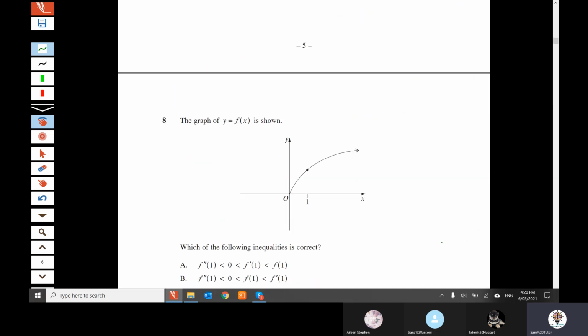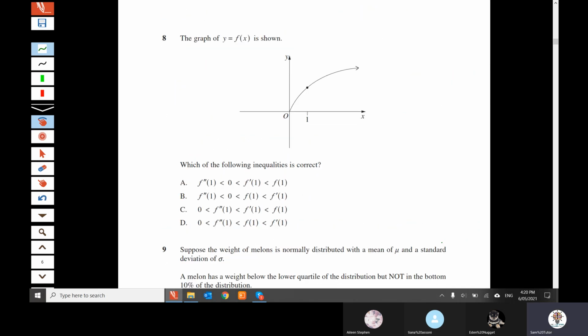Number 8. The graph of y equals f(x) is shown. Which of the following inequalities is correct? Okay, interesting question, this one, because there wasn't much direction. So let's see.